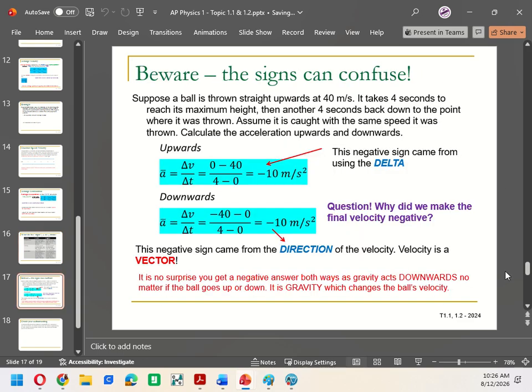Now this is what it's talking about, the signs. These two diagrams explain going directional. Suppose the ball is thrown straight upward at 40 meters per second. It takes 4 seconds to reach its maximum height, then another 4 seconds going back down to the point where it is thrown. Assume it is caught with the same speed it was thrown. Calculate the acceleration upward and downward.